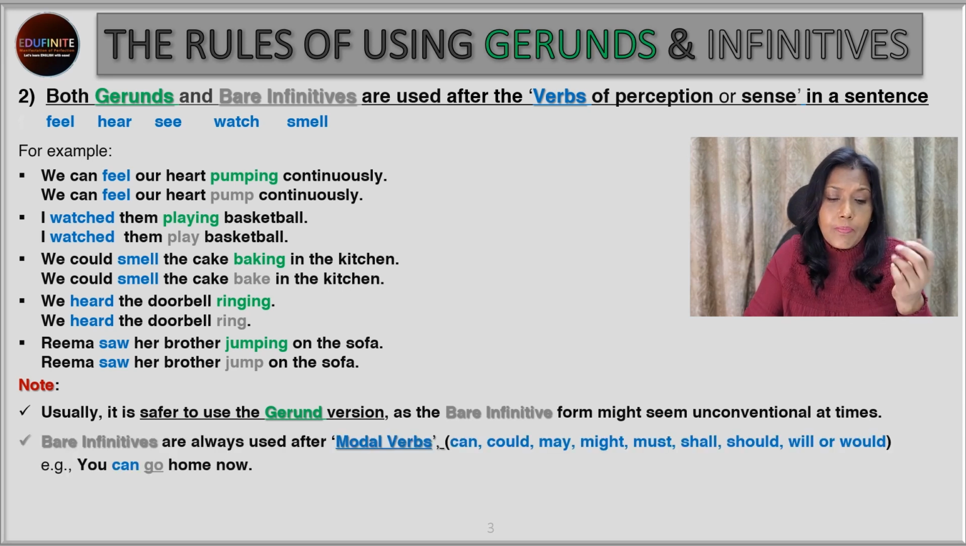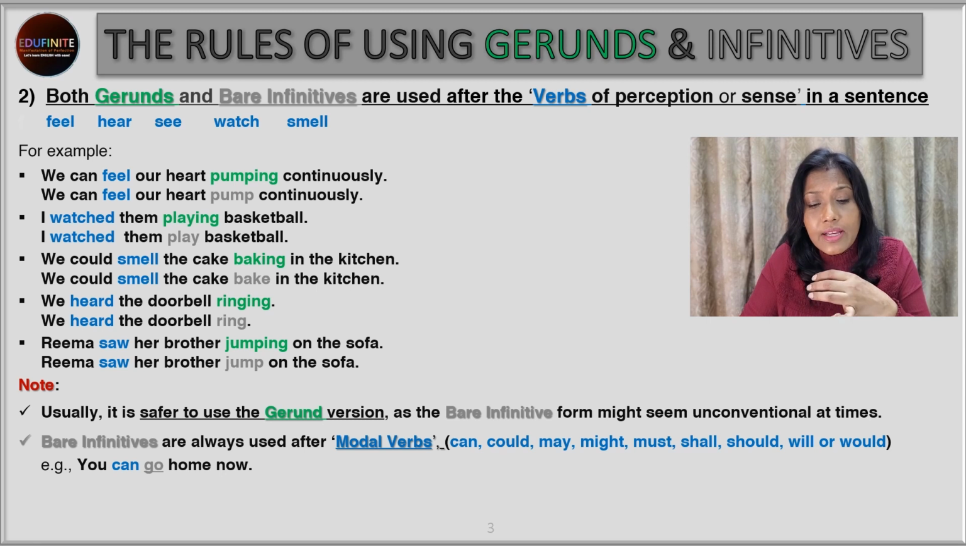Well, the next point is bare infinitives are always used after modal verbs. So after modal verbs, we never use the gerund. It's only the bare infinitives and not the infinitives. You have to drop the to and use only the bare infinitives after the modal verbs. The modal verbs are can, could, may, might, must, shall, should, will or would. So for example, you can go home now. We cannot say you can going home now or you can to go home now. It's only the bare infinitive form which we can use after the modal verb.